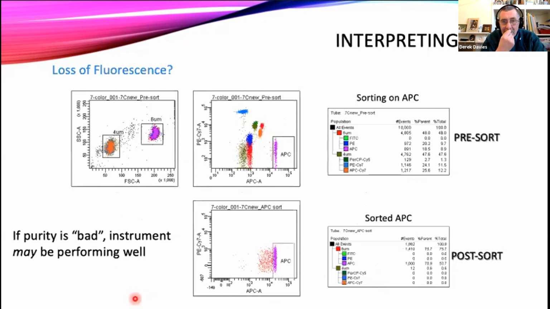This first one was using beads. So we've got 2 different sizes of beads, multiple different fluorochromes in there. But what we were interested in here was just to sort these APC positive beads. So we put our sort gate around the APC positive beads, and the starting percentage is just under 20%. And at the end of the sort, it's 70%. That's not brilliant, is it?